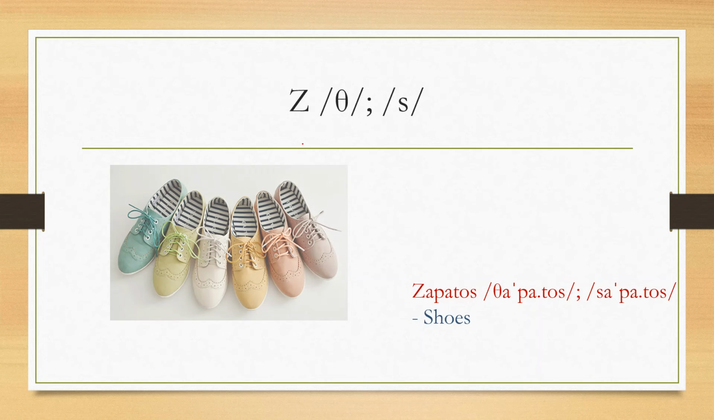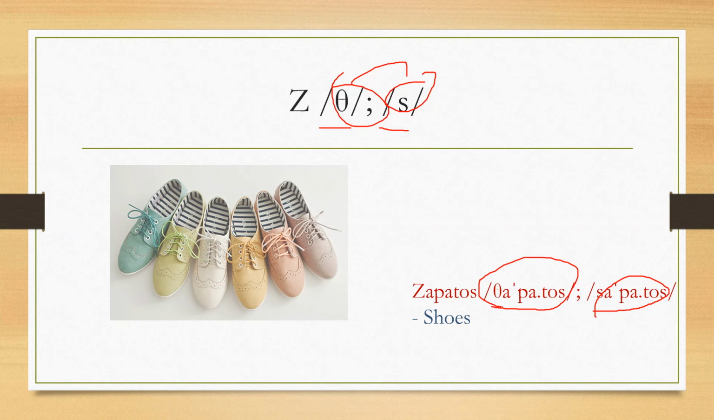Z, much like C, Z can be pronounced two distinct ways, as tha or sa. In Mexico, they say sa. In Spain, for example, they say tha. So zapatos can be zapatos, zapatos.